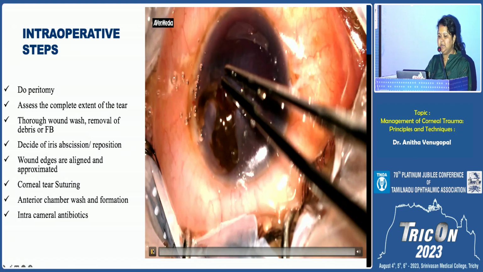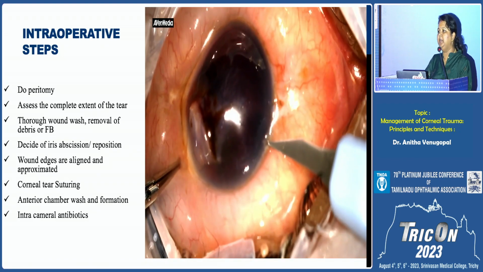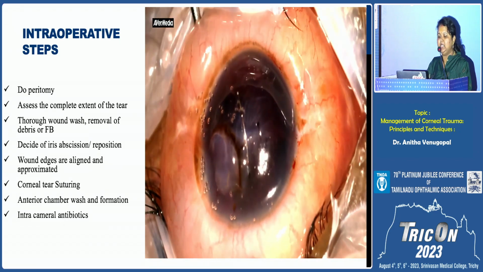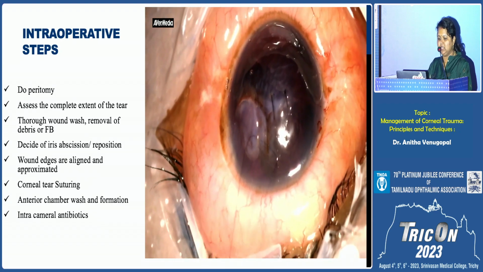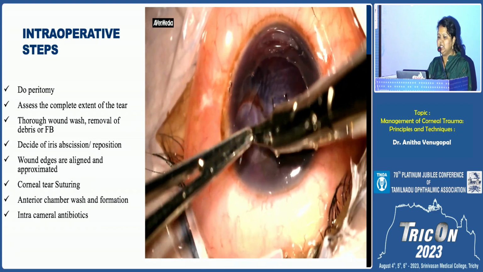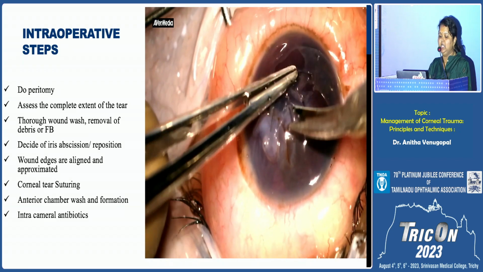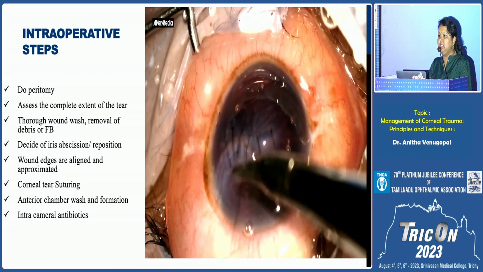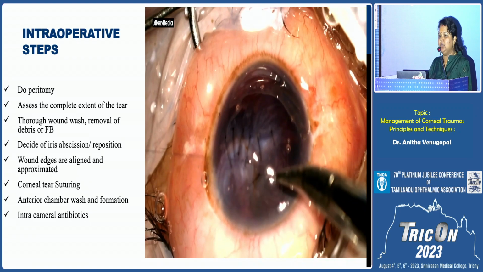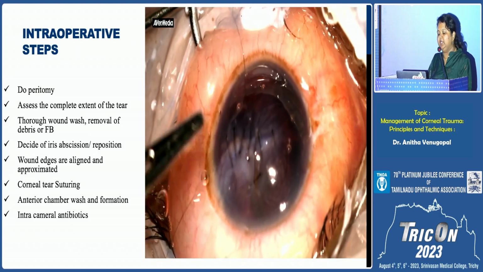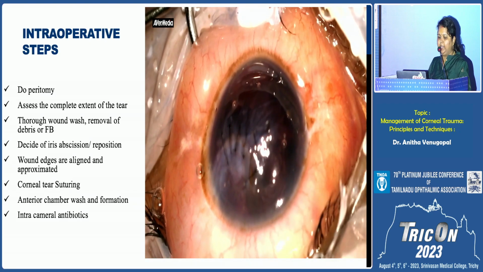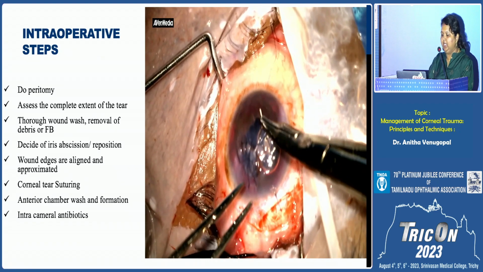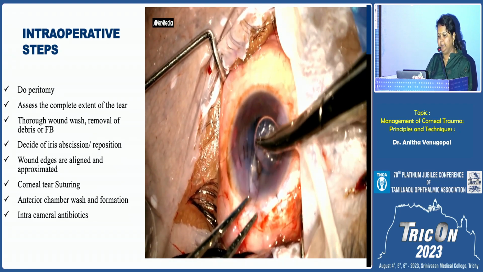So intraoperative steps would start with doing a proper peritomy if the wound is extending beyond the limbus, assess the complete extent of the tear, and then do a thorough wound wash with removal of the debris and the superficial inert foreign bodies, and also the epithelium layer. If it is an old injury, the epithelial edges from the tear areas also have to be cleaned out. And decide whether the iris has to be abscised or reposited back. The wound edges are then aligned and approximated. The corneal tear is repaired, and anterior chamber wash and intracameral antibiotics are given.